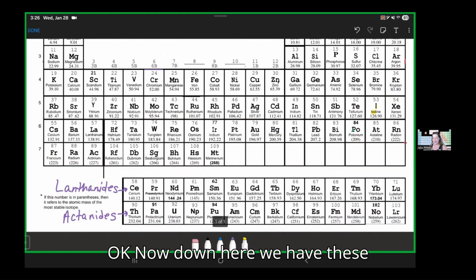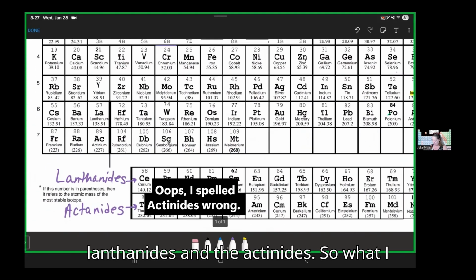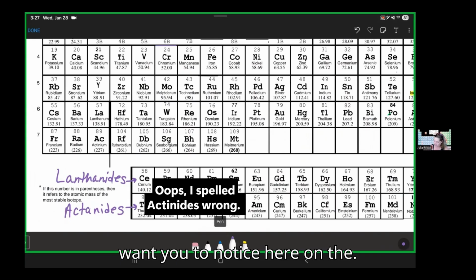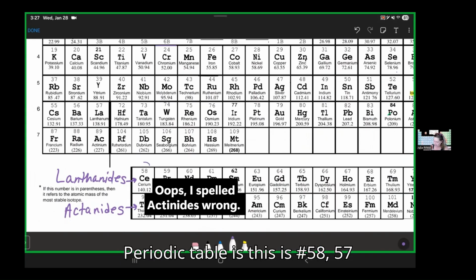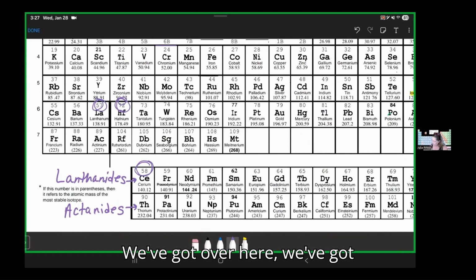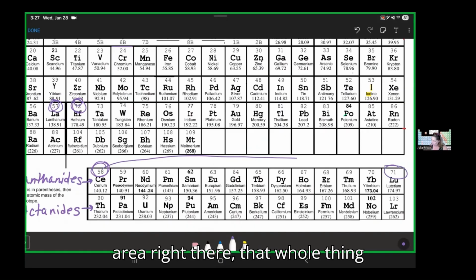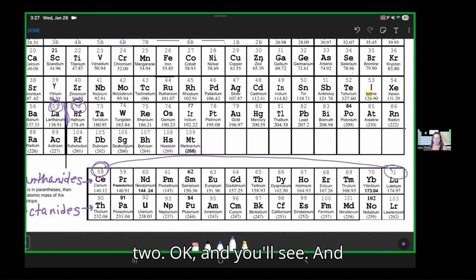Okay, now down here we have these 2 periods. These are called the lanthanides and the actinides. So what I want you to notice here on the periodic table is this is number 58, 57 is here, and 72 is here. We've got over here, we've got the number 71. So this whole area right there, that whole thing goes right there in between those two. Okay, and he's lanthanum, so the period right after him, those are the lanthanides.